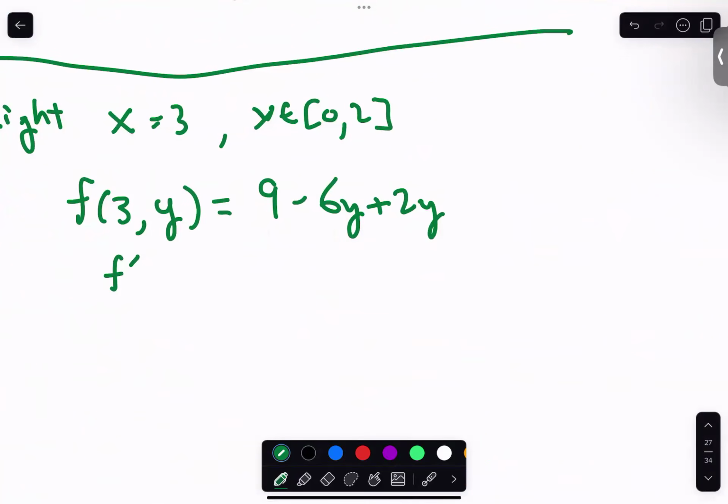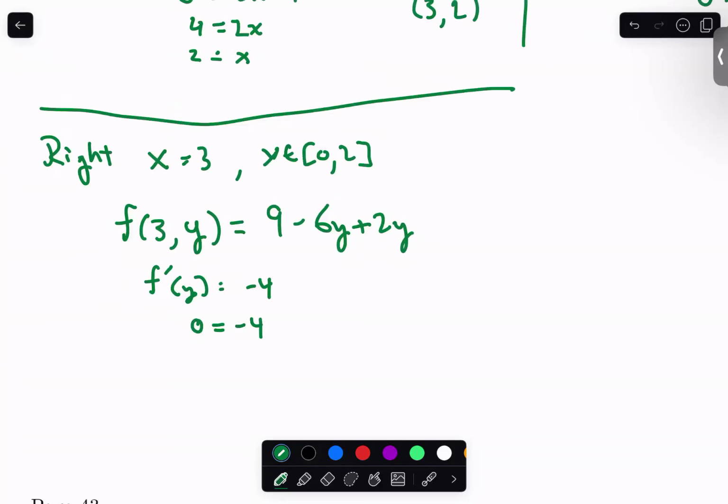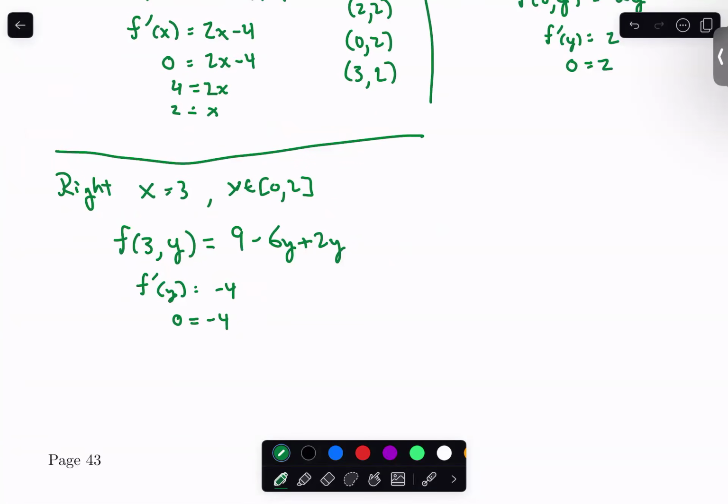So when I take the derivative of this with respect to y, with respect to its only variable here, I'm going to get -4. And just as before, what y values could I plug in in order to make 0 equal to -4? Well, you can't, right? No matter how hard you try, there's no solutions to this. And so we don't have any critical points that we need to add to our list. However, we do have a couple of endpoints. So this is going to be when x is equal to 3 and y is equal to 0, and when x is equal to 3 and y is equal to 2. Those are already both on the list from before anyway.